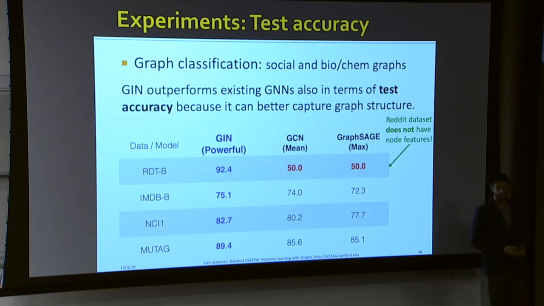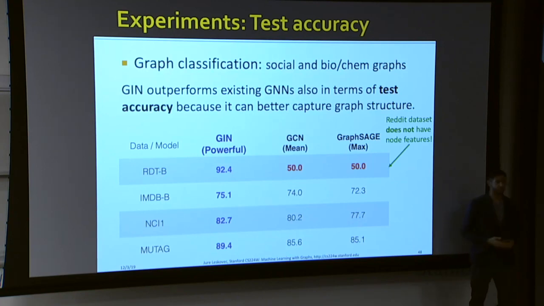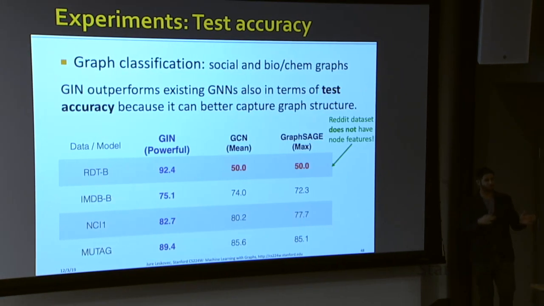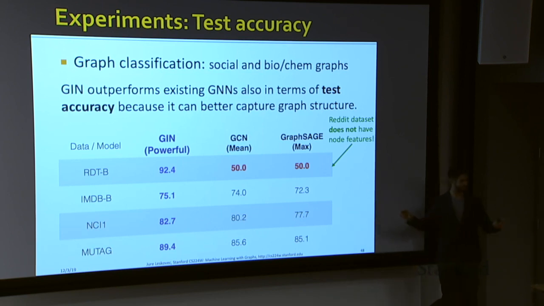So why do you think this is happening? And I gave you a clue here. I said Reddit dataset does not have node features. So what do you think is going on, based on everything that we talked about in the last half an hour or so? This is on test data. I forgot to mention that. So this is the accuracy on the test data set.